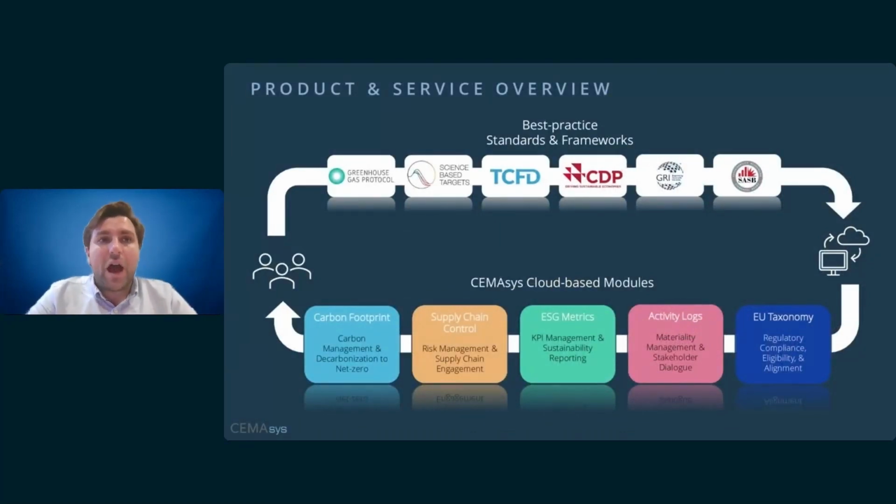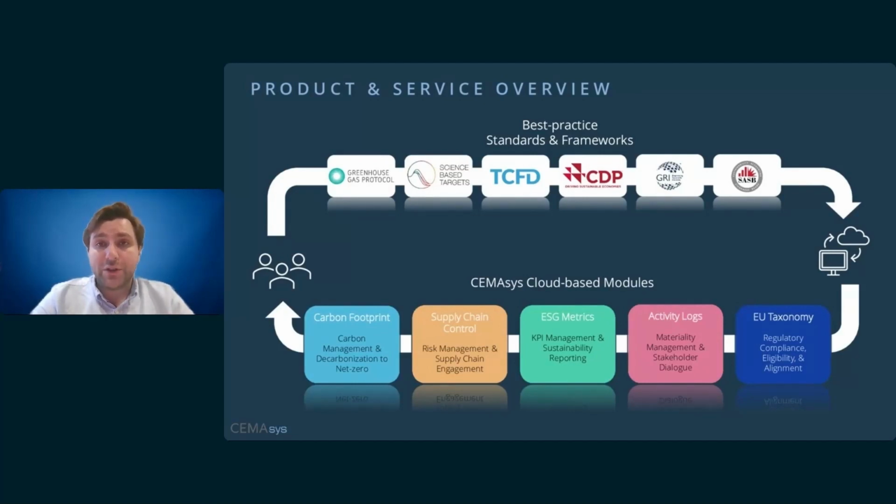So to kick things off, I'll share a little bit about us. CEMAsys was first founded in 2007 as a climate change and sustainability consultancy in Norway. In addition to our headquarters in Oslo, we also have offices in Copenhagen, Stockholm, and here in Boston. At CEMAsys, we have a two-pronged approach to providing peerless sustainability services.